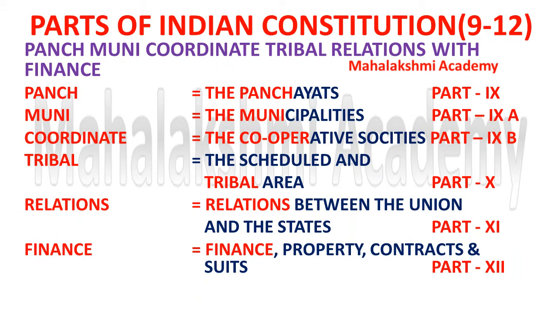So we are here now with parts 9 to 12. We can learn this through the short code. Panch Muni, you know, 5 saints, coordinate tribal relation with finance. So they helped the tribal people to create the relation with finance. They helped them to learn the trade, and they created the trade relation which helped them in getting finance.